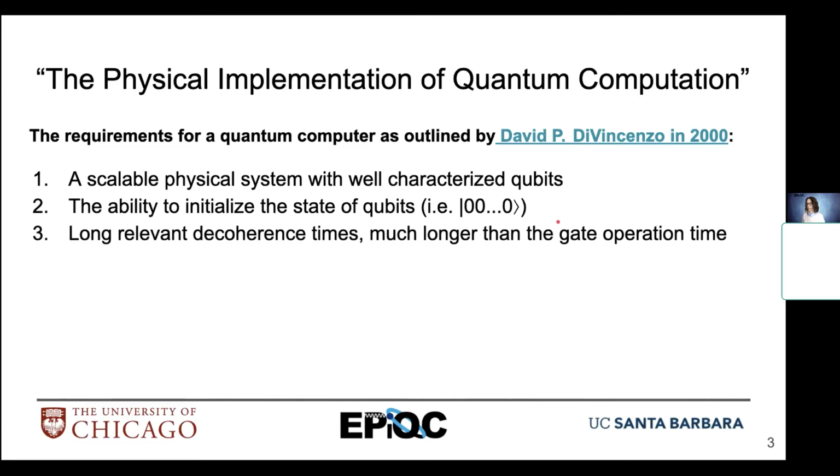Criteria number 3, long relevant decoherence times, much longer than the gate operation time. So we'll talk a bit about this in more depth in a couple of slides, but we basically want to make sure that not only are we able to realize a qubit and initialize it, we want to make sure that it's going to be good for computation for a reasonable amount of time.